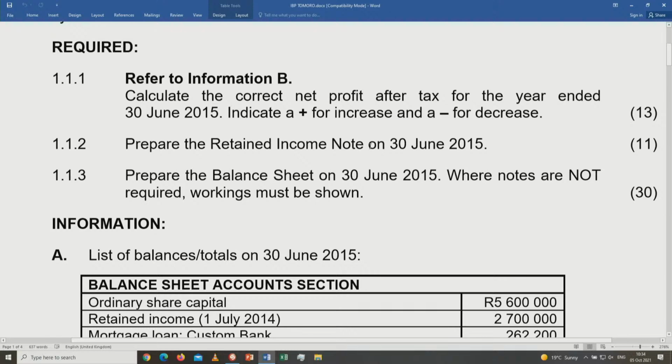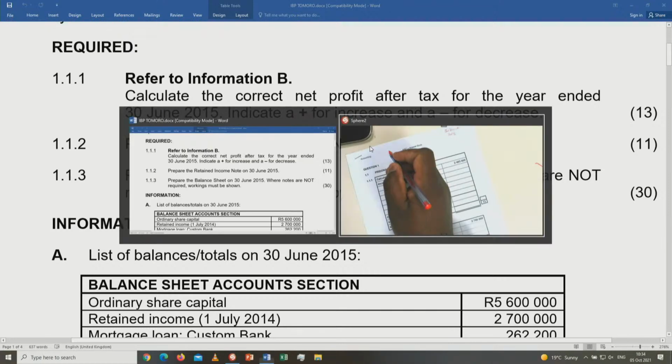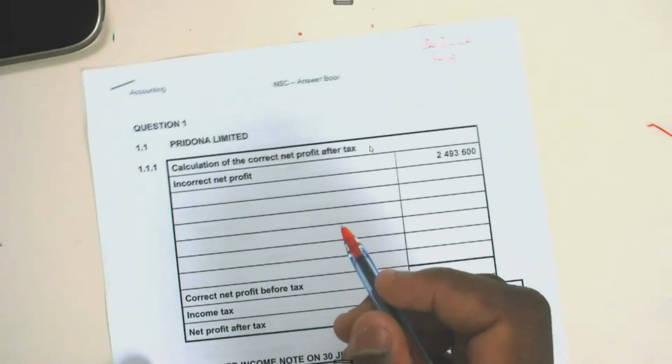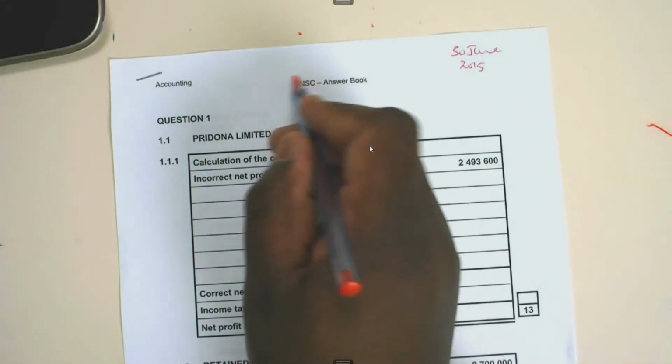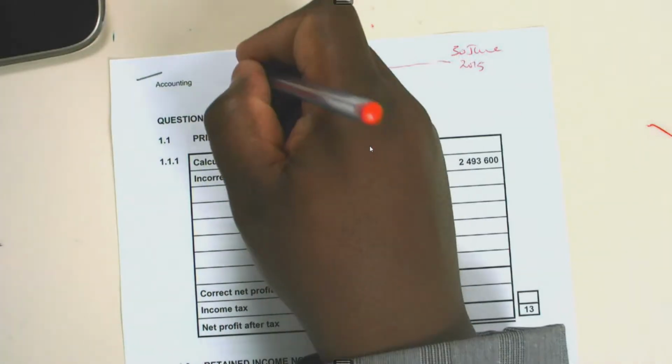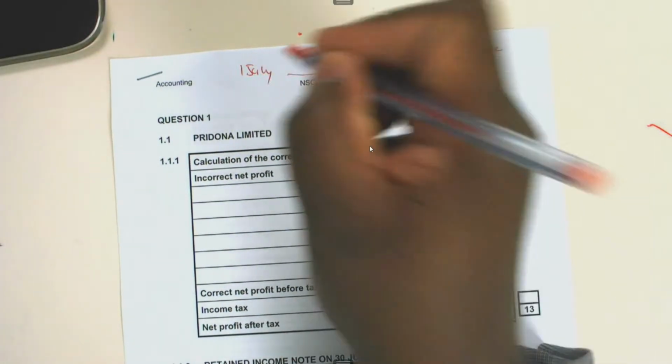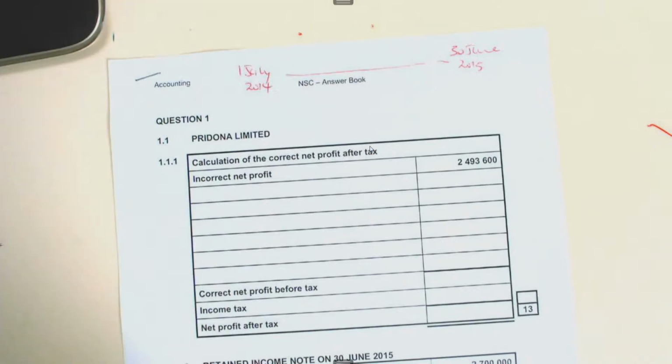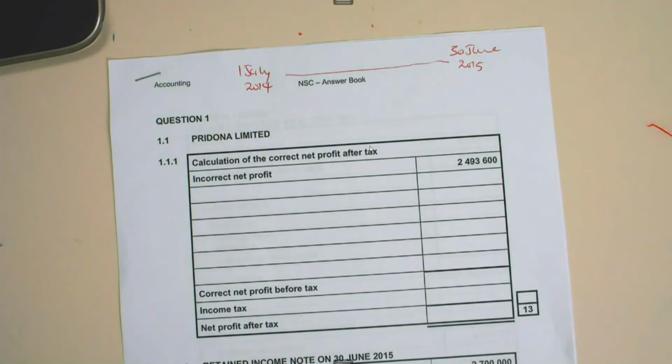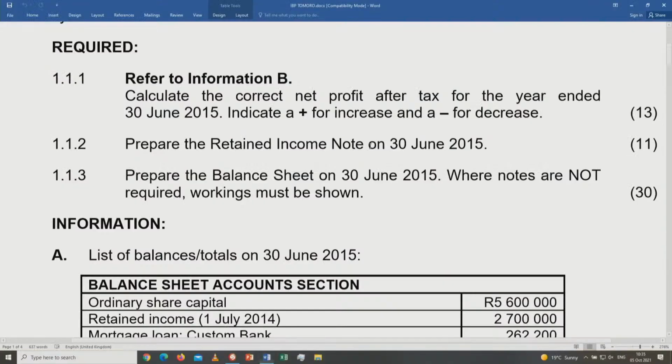Now, remember I said to you, since our financial year end is 30 June 2015, it means the beginning of our financial year would be 1 July 2014. Right, now let's go back to our information B.